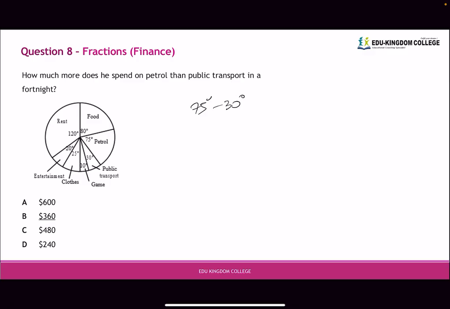So we're trying to find the difference. We don't need to find each one individually. We went through this in a different week, so you don't have to go through each one individually. Just find the difference and calculate the difference. That's how you save time.